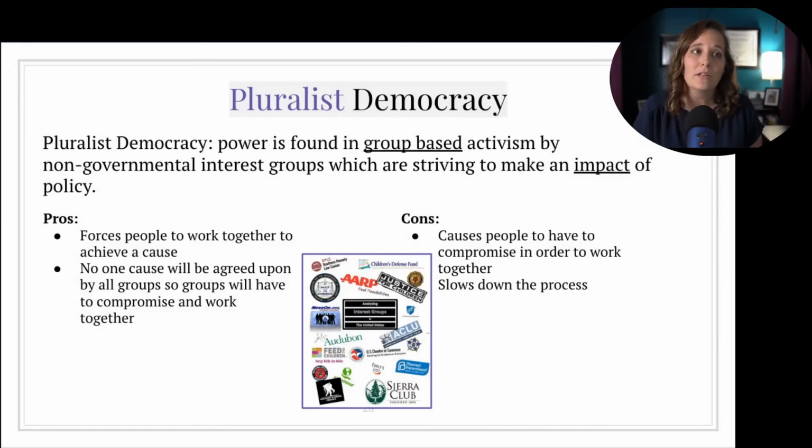Our next model is a pluralist democracy, and this is one where power is found in group-based activism, and here we're thinking interest groups. The theory here is that no single viewpoint can control the shaping and administration of policy, so there are lots of different groups and lots of different viewpoints that are all active at the same time.